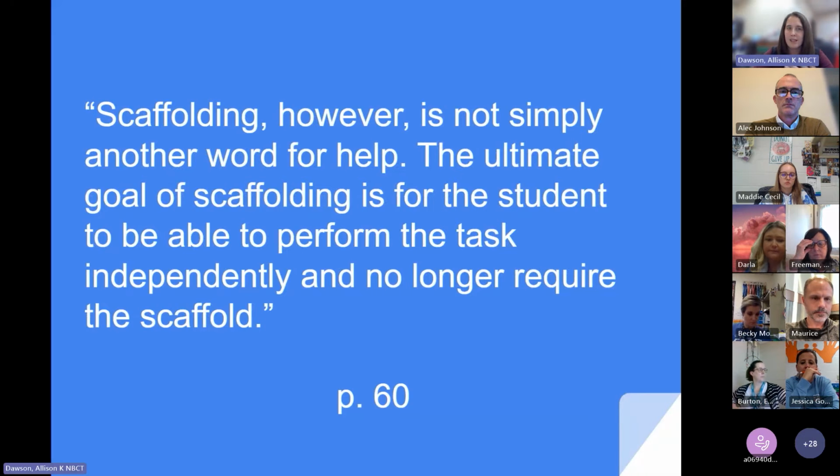Also, our text said that scaffolding is not simply another word for help, and that the goal, like Gibbons' definition, is that the student will be able to do the task on their own independently, and those scaffolds can be removed.